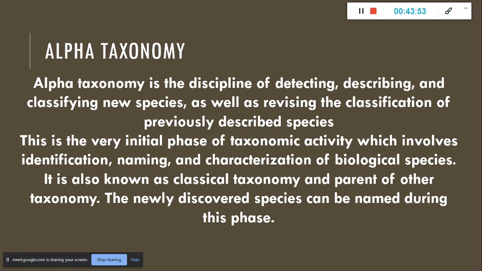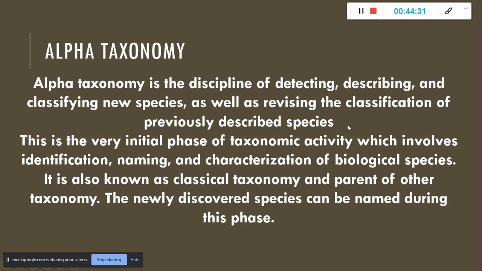So let us talk about alpha taxonomy. What is alpha taxonomy? Alpha taxonomy is the discipline of detecting, that is, detecting means to identify, describing, you give a description, you write down the characteristics, and classifying new species. Then you are classifying it into kingdom, phylum, class, order, genus. This is done by alpha taxonomy.